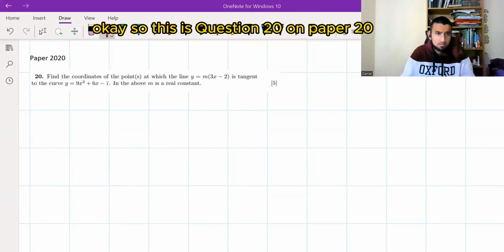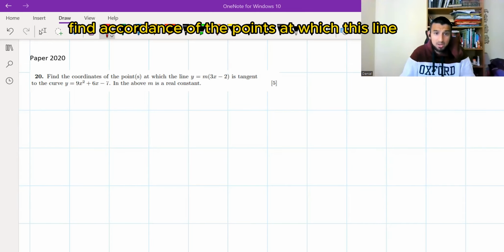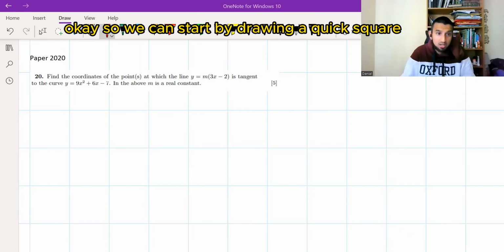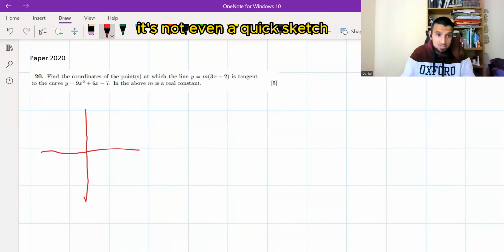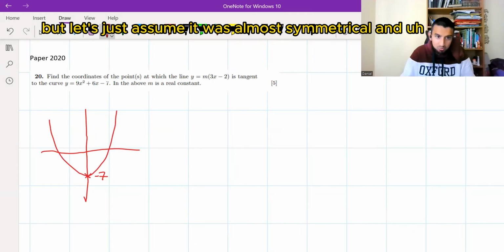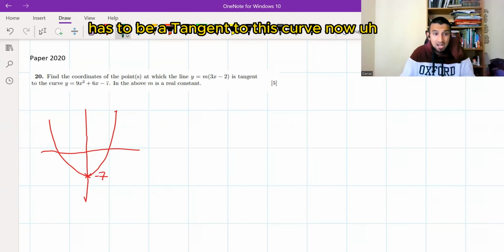Okay, so this is question 20 from paper 20. Find the coordinates of the points at which this line y equals 3x minus 2 is tangent to this curve. Okay, so we can start by drawing a quick sketch. It's not going to be an accurate sketch. It's just a positive quadratic going through the point minus 7. I don't have the solution, so I don't know exactly how it looks. But let's just assume it was almost symmetrical. And 3x minus 2 has to be a tangent to this curve.